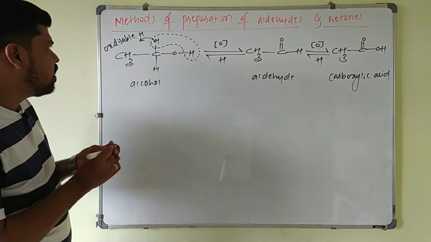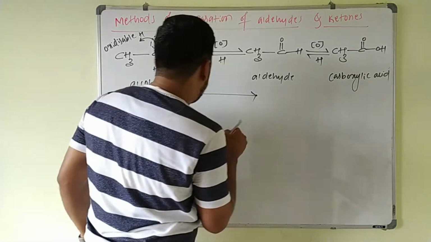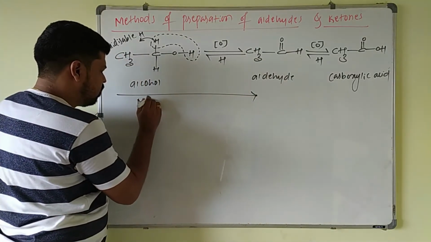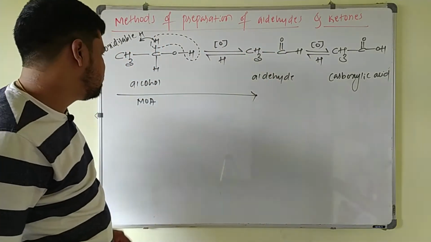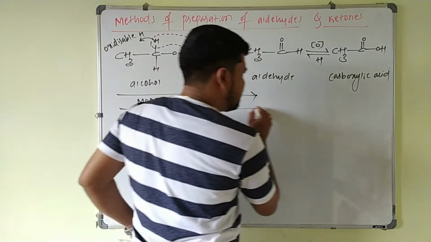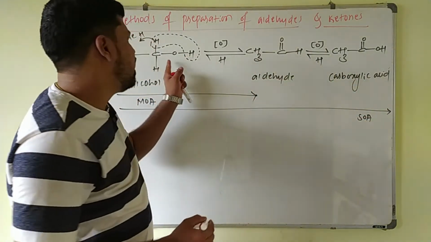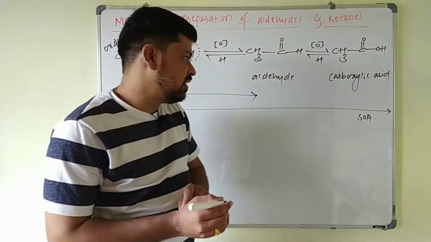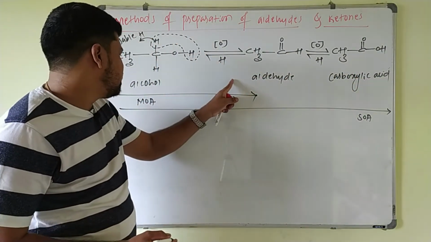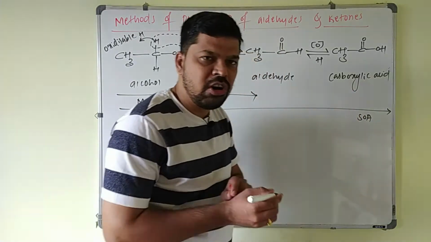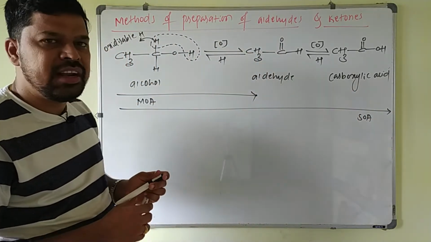Suppose if you use a mild oxidizing agent, by using the mild oxidizing agent you can convert these alcohols into aldehydes and ketones. If you use a strong oxidizing agent, it converts these alcohols directly into the carboxylic acids here. That is a two-step oxidation and this is a one-step oxidation. This is a mild oxidizing agent and here you are using strong oxidizing agents.